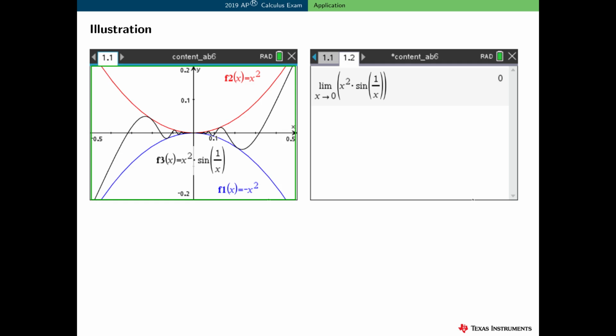Here's a graph of minus x squared, x squared, and x squared times the sine of 1 over x, near 0. You can see the oscillations in the x squared sine of 1 over x and how this function is bounded by the other two functions. And using the TI-Nspire, I can actually evaluate this limit directly on a calculator page. And you might also consider a table of values to demonstrate how the squeeze theorem works numerically.